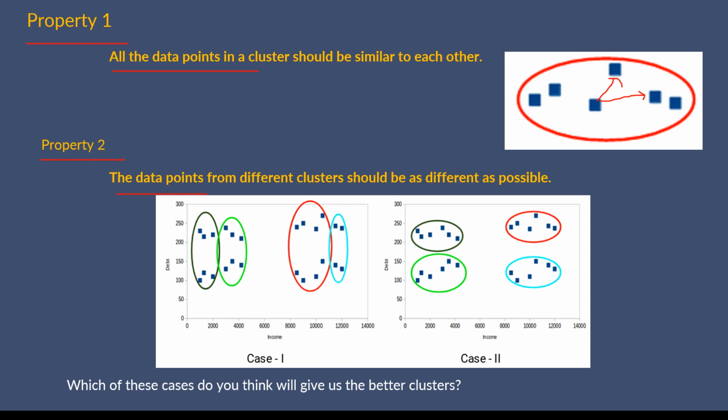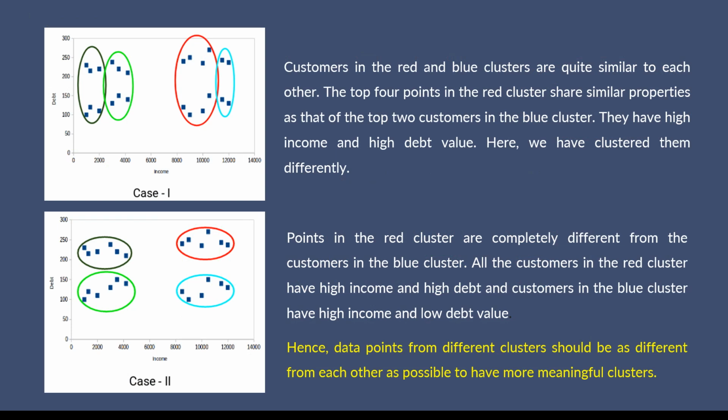If we take the same example, if you group it like this vertically, you have two cases, case 1 and case 2. Which of these cases do you think will give us better clusters? The answer to this question is, let us consider both the cases one by one.